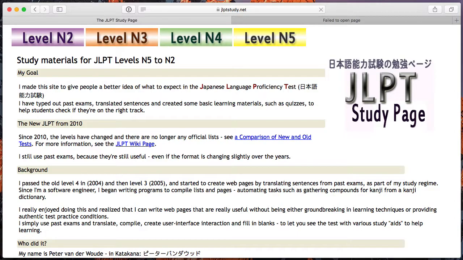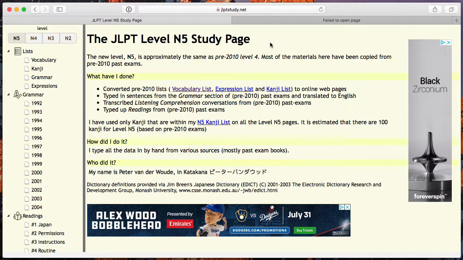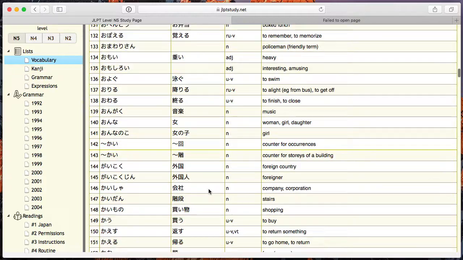Here is the JLPT study page. This is one of many sites for the Japanese Language Proficiency Test, but this is a classic one that I used back when I wrote JLPT4, which is the lowest level that you used to be able to test for, and now it's broken up from N5 up through N1, and N1 is the highest level that you can write this particular test for. And on this website, you'll see a full vocabulary list from past tests.